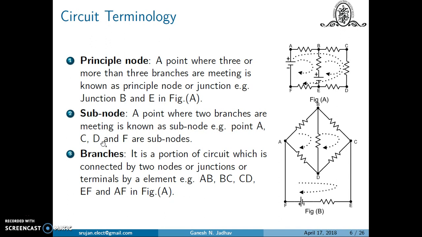Subnodes: a point where two branches are meeting is known as a subnode. Here point A, point C, point D and point F. Here two branches are meeting, hence they are called subnodes. Branches: it is the portion of circuit which connects two nodes. Branches mean the portion which connects two nodes or junctions by an element. So here A B, B C, C D, D E, E F and A F are called the branches in the circuit.